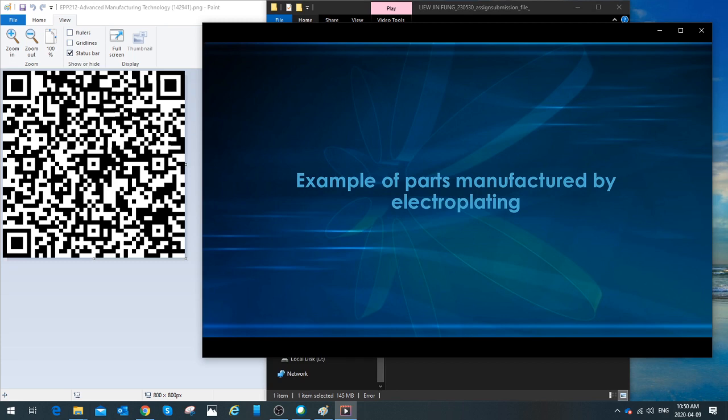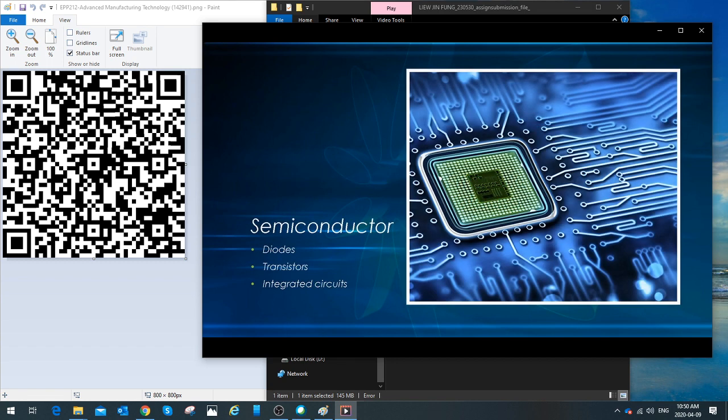Next, we discuss examples of parts manufactured by the electroplating process. First one is semiconductors. Examples of semiconductors produced by the electroplating process are diodes, transistors, and integrated circuits. The electroplating process possesses the capability of producing high quality semiconductors.